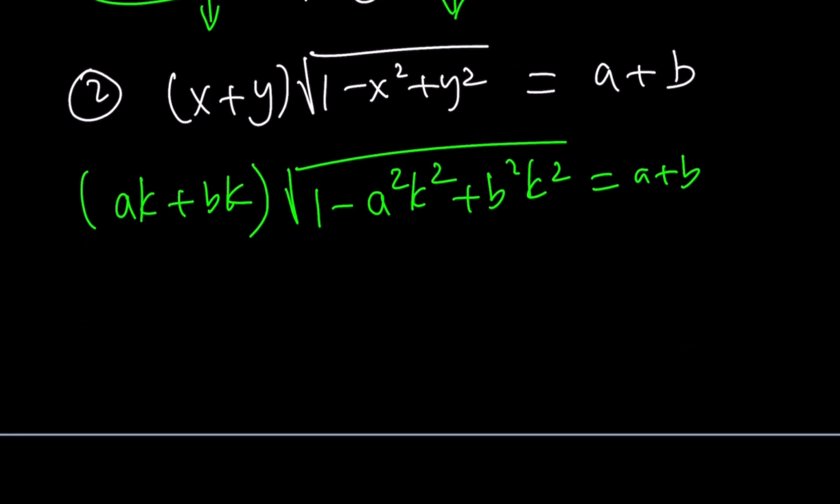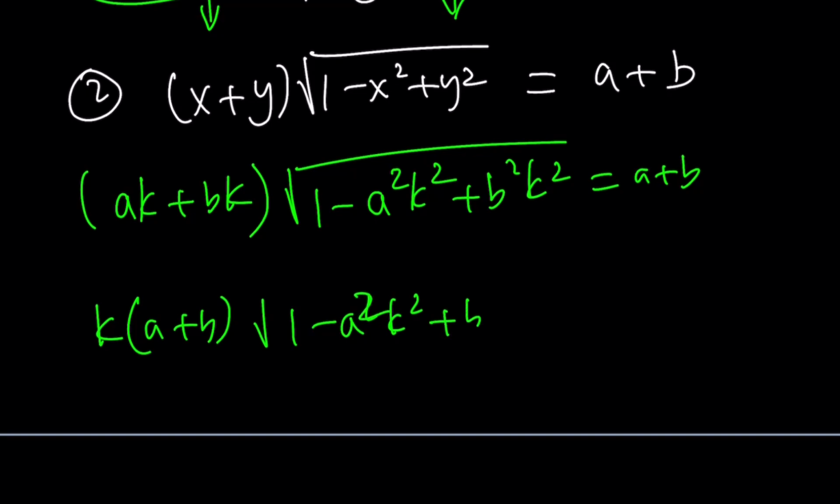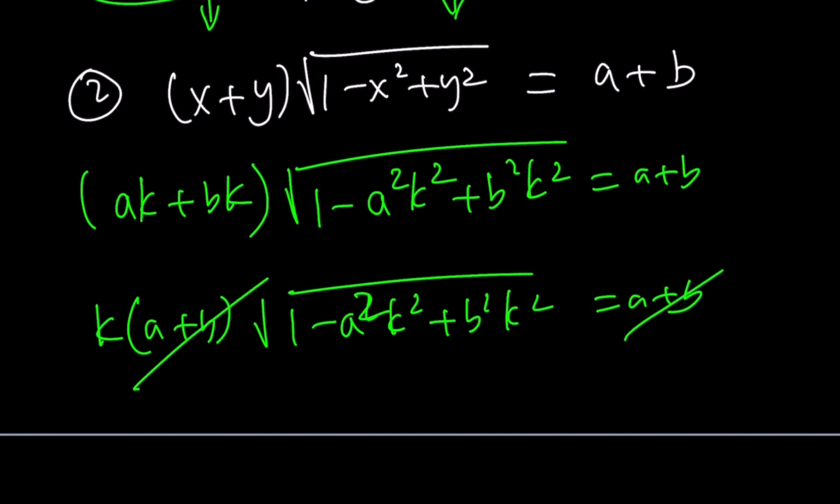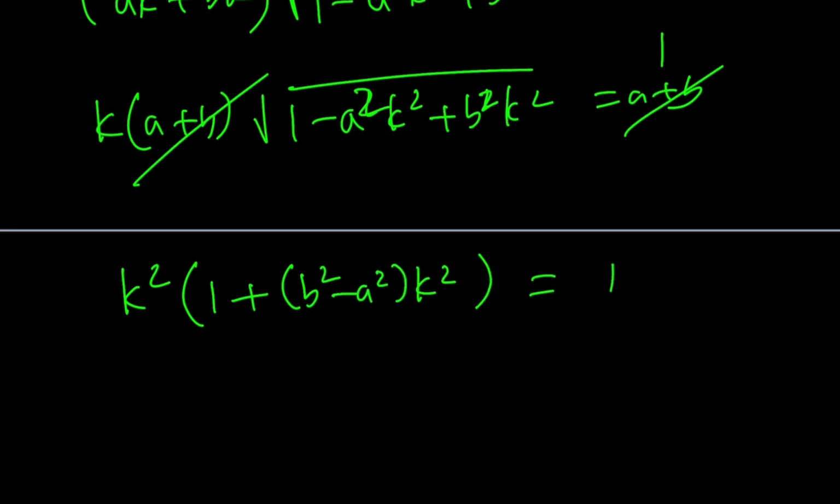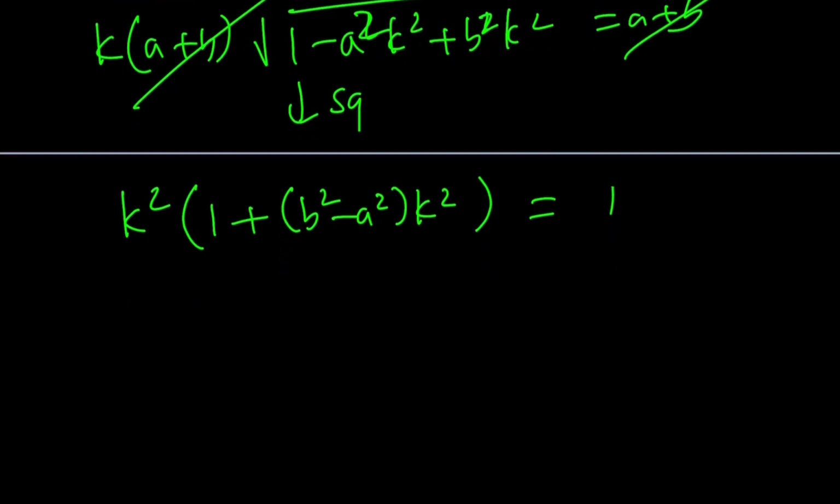Let's square both sides, and also notice that you can cancel out a plus b. Of course, a plus b should not be 0. If it's 0, then we're in trouble. But if it's not 0, then we're good. Let's just get rid of that, and this gives us pretty much the k value. But the k value contains k in it, so we have to get rid of that as well. Square both sides. If you square both sides, you get k squared multiplied by 1 plus, I'd like to factor this like this, and this equals 1. So I squared both sides, and now I've got the following.